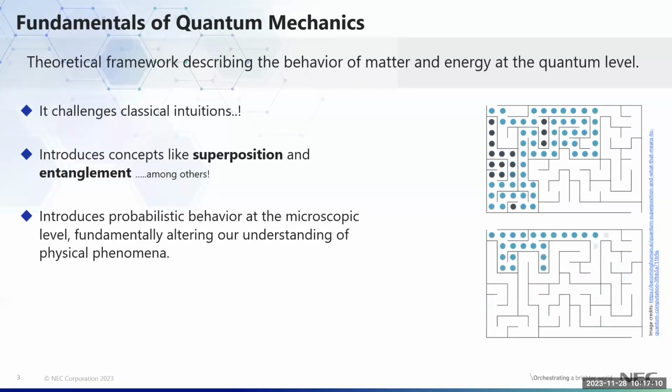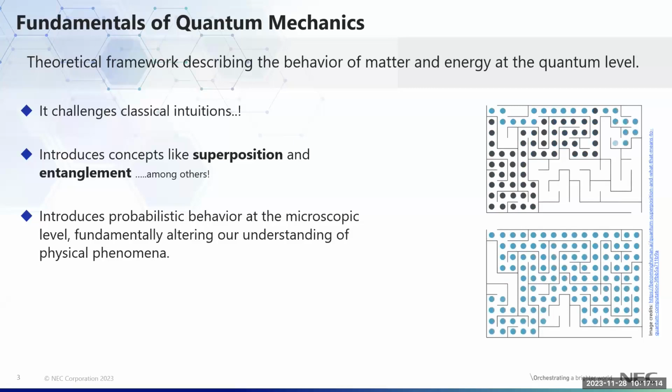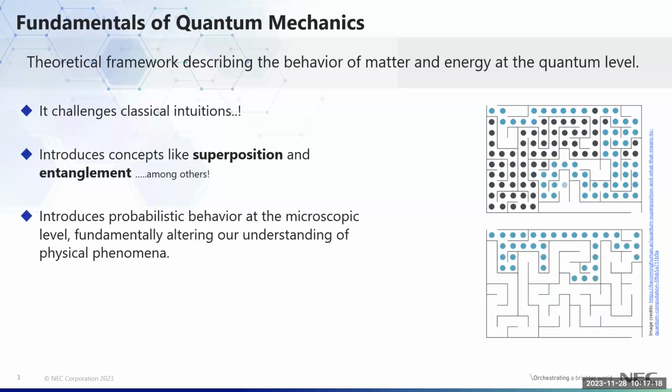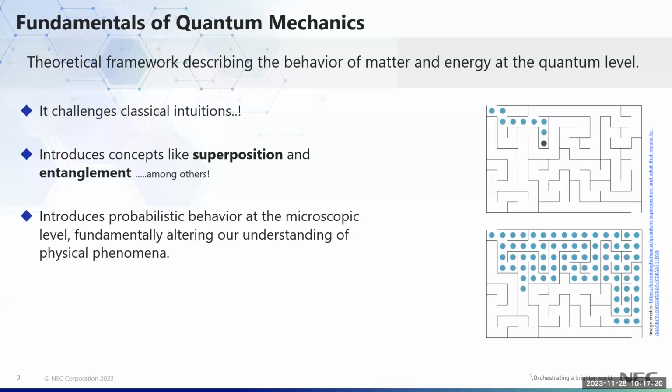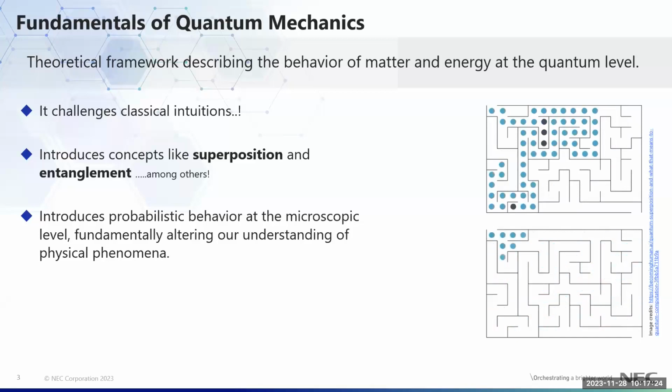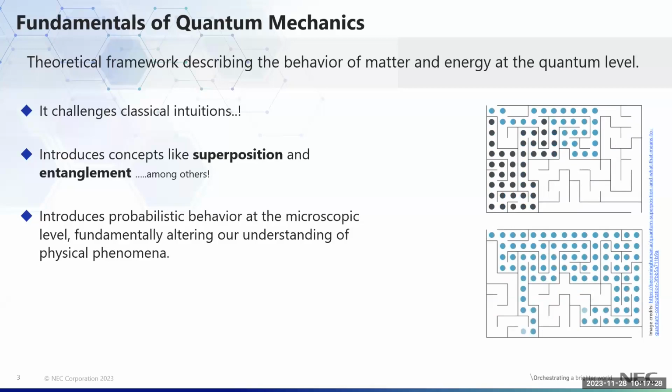It also introduces concepts like superposition and entanglement. There are many more things, but these are two very crucial things that we have to understand when it comes to quantum computing. And like I said, it introduces probabilistic behavior at the microscopic level, fundamentally altering our understanding of physical phenomena.